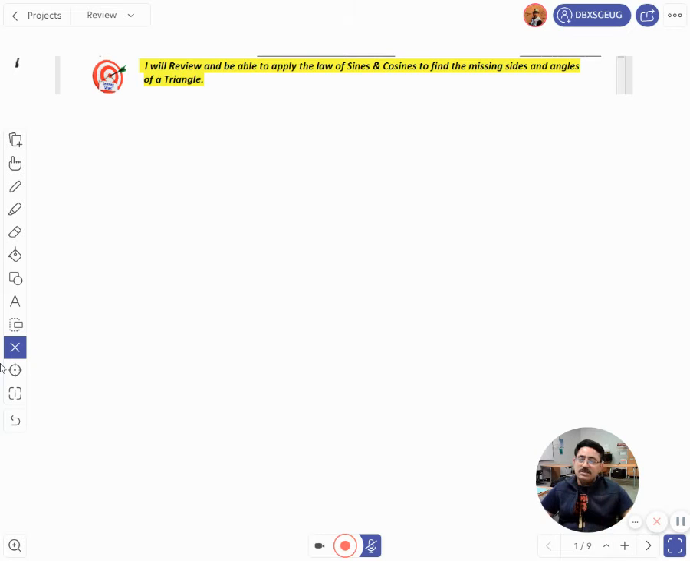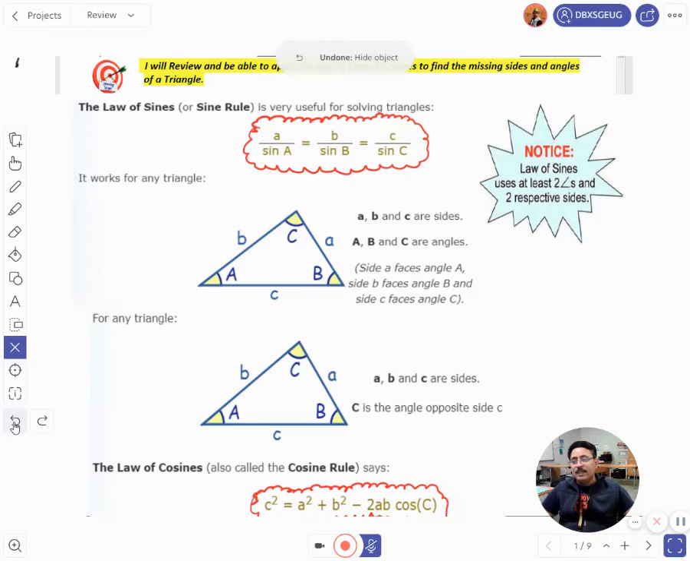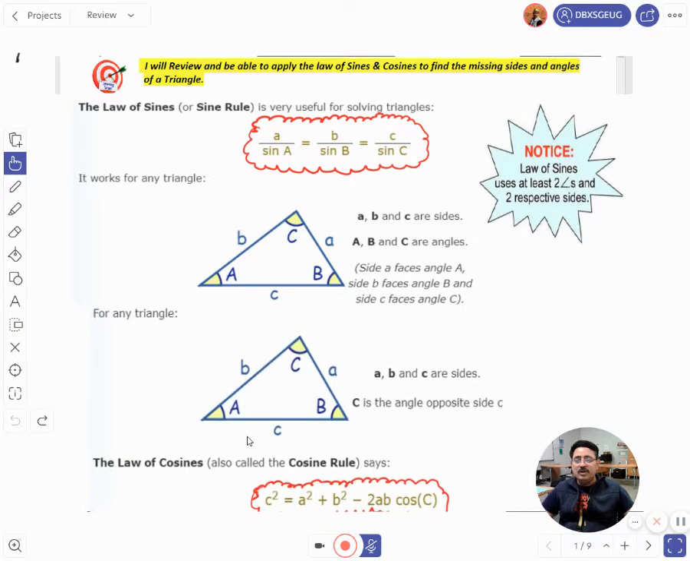In today's class, I will review and then I'll explain how to apply the law of sine and cosine to find the missing sides and angles of the given triangle. First point is in the previous sessions we discussed what the law of sine and the law of cosine are. So there's nothing much to explain about this. You have to remember these rules.